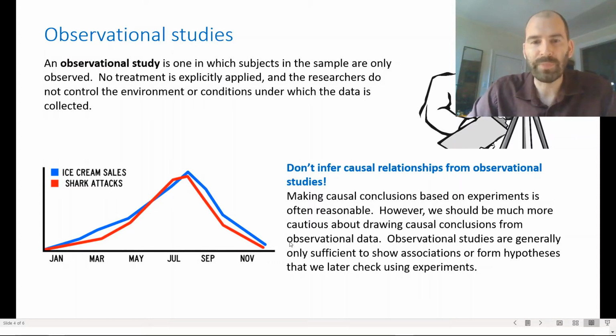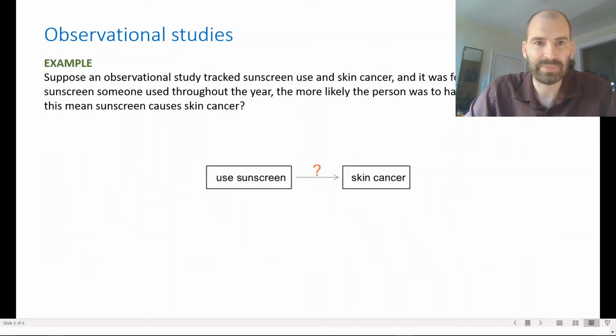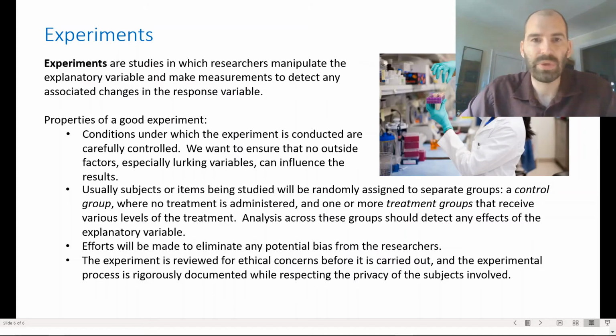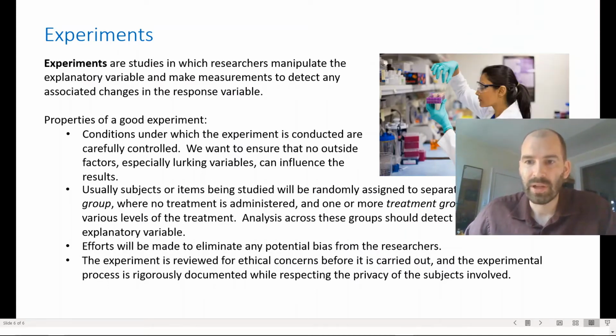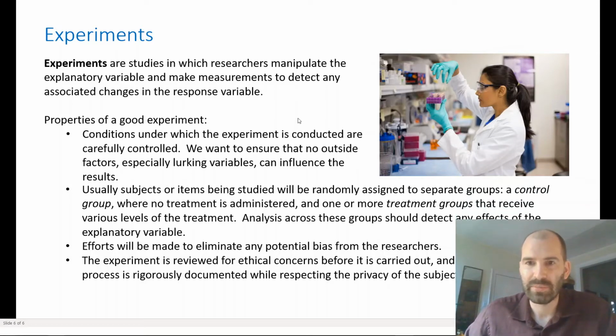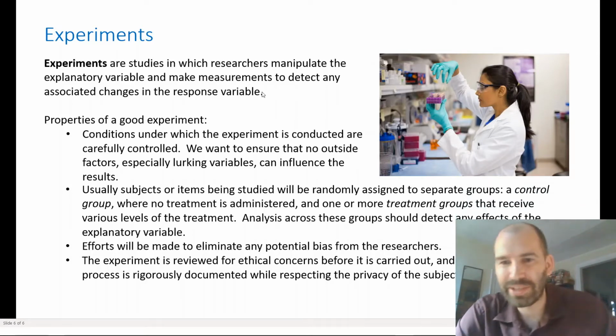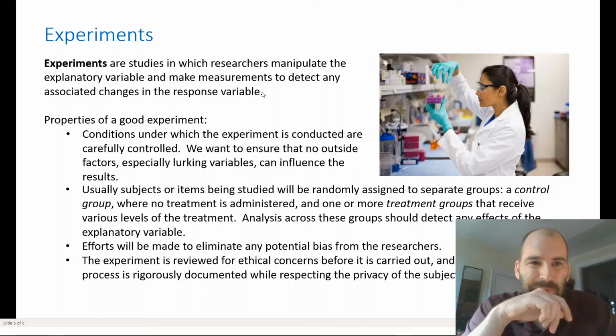So what do we do? What do we do if observational studies aren't that useful for us? Well, we do a different kind of study. We do an experiment. Okay, so I'll move out of the way here so you can see the picture that I painstakingly dug up for us. Experiments are studies in which researchers manipulate the explanatory variable and make measurements to detect any associated changes in the response.